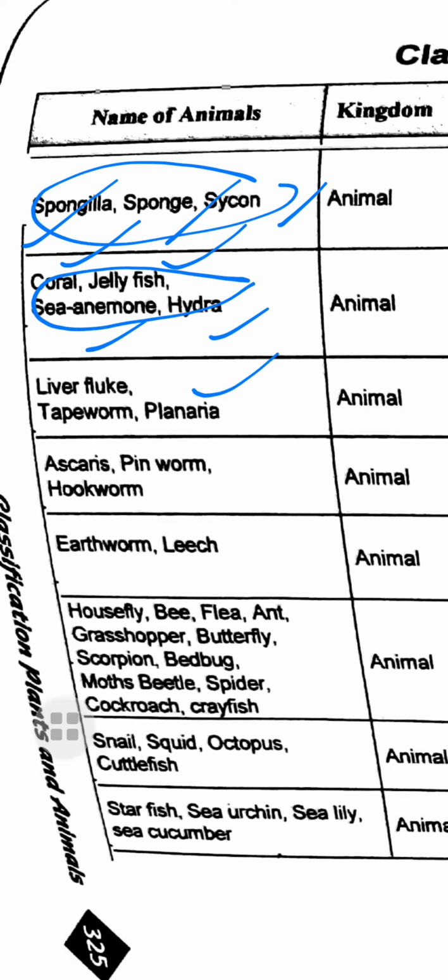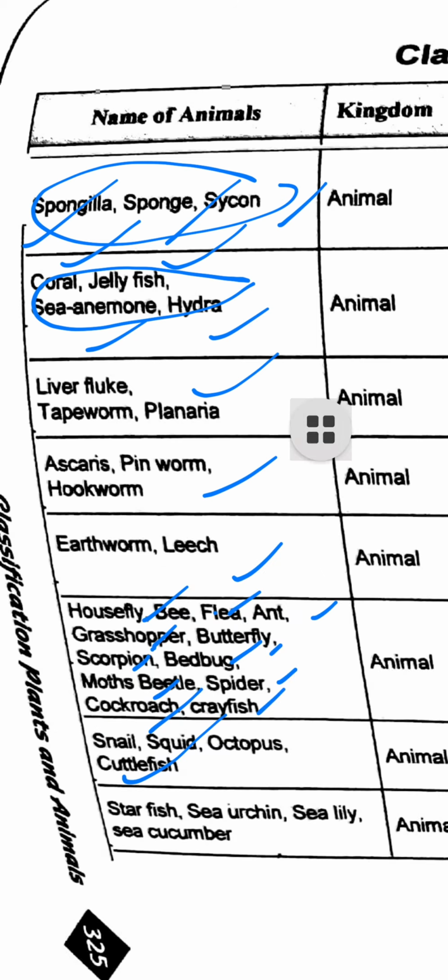These are Platyhelminthes, liver fluke, tapeworm, planaria. And in Nemathelminthes, Ascaris, pinworm, hookworm. Annelida, earthworm, leech. And housefly, bee, flea, ant, grasshopper, butterfly, scorpion, bedbug, moths, beetle, spider, cockroach, crayfish. So many types of animals belong to Arthropoda.